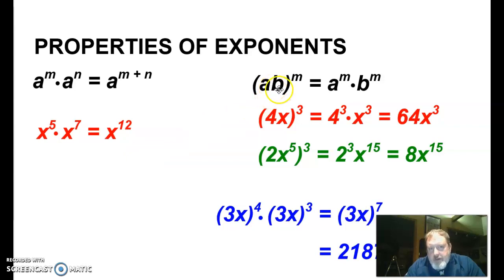If you have a product to a power, very similar, you take each number inside a parentheses and raise it to that power. So here 4x cubed, we're going to cube the 4 and the x. Simplify when you can, so 4 cubed we know is 64. Here, getting a little bit ahead of ourselves, but 2 to the third, that's 8. And when you raise a power to a power, we'll actually see this one on the next slide as one of our properties. You multiply, so x to the 15th.